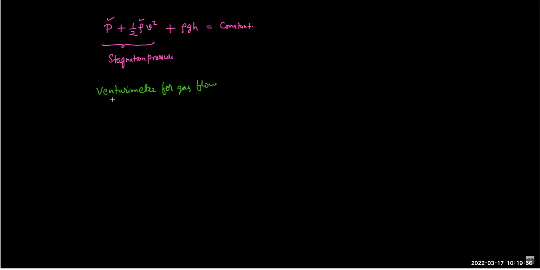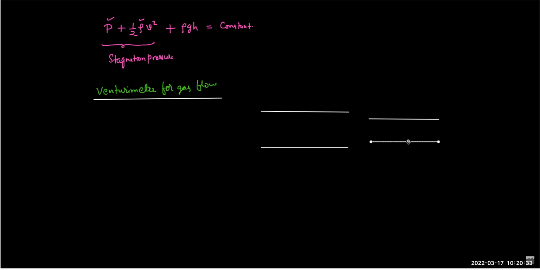So in case of gas, the same design will not help. The reason is obvious. So let's say if a gas pipeline is there, and if you insert this tube, gas cannot rise up, right? It's not like the liquid, where you can see the pressure by the rising height. So we need to change the design of the venturimeter in case of gas flow calculation, and the design is pretty much simple, with just one difference.